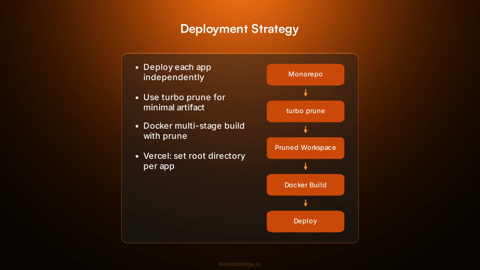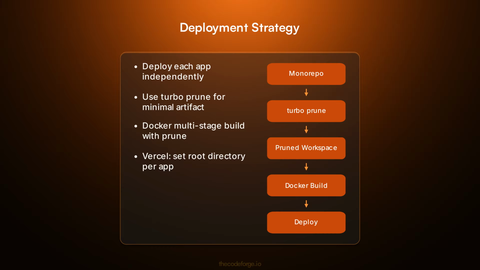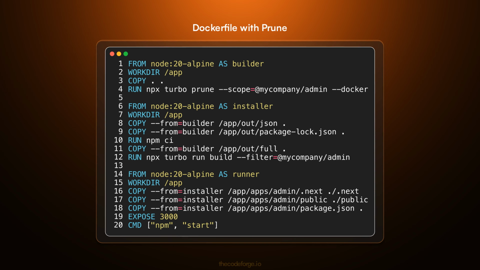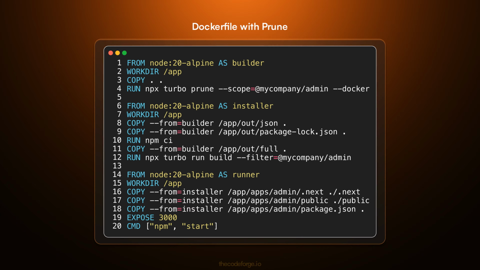Deploy each Next.js app independently. For Vercel, connect the monorepo and configure each app's root directory. Use Turbo Prune to generate a minimal deployment folder. For Docker, create a multi-stage build that copies only the pruned workspace. This Dockerfile uses Turbo Prune to extract only the admin app and its dependencies, then builds and creates a minimal runtime image. This reduces image size significantly.